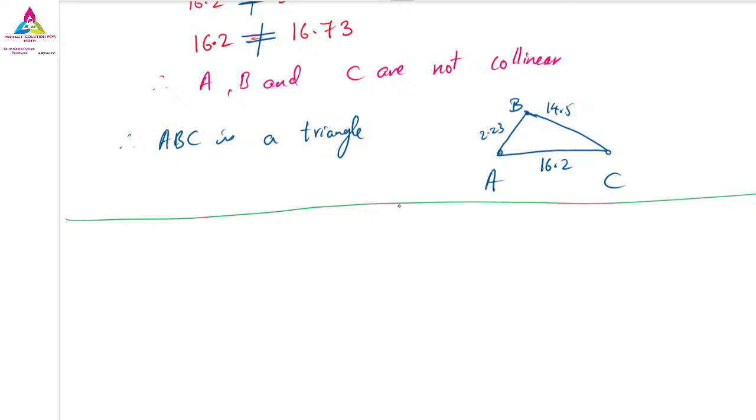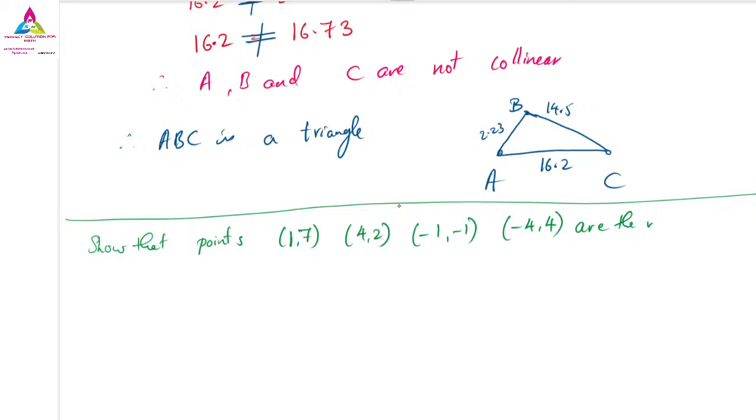Show that points 1,7, 4,2, -1,-1, -4 and 4 are the vertices of a square.